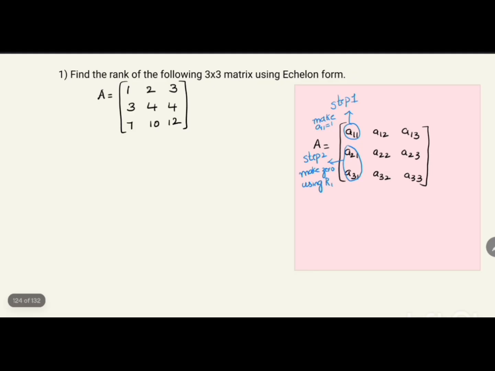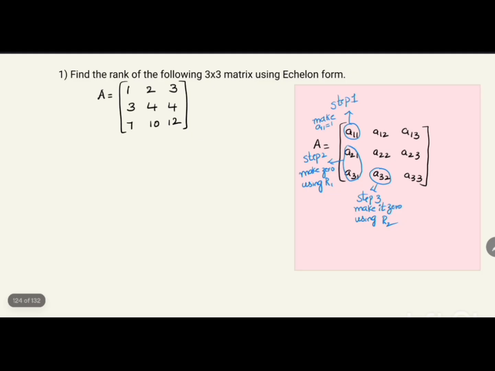We have to make use of the first row. Next, what is the element that is left below the diagonal? That is A32. See, this is the diagonal and I have made these two 0 using R1, and I should make this 0. For that, I have to make this 0 using R2. This is step 3: make it 0 using R2. Is that clear students? That's it. So these are the steps to be followed for echelon form.